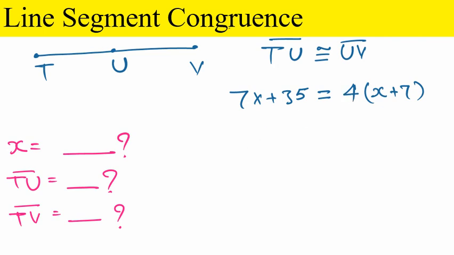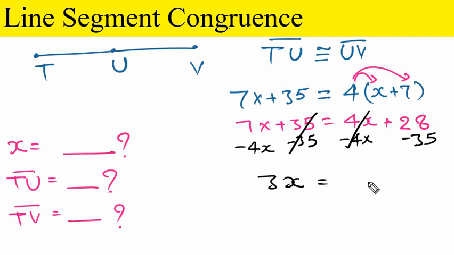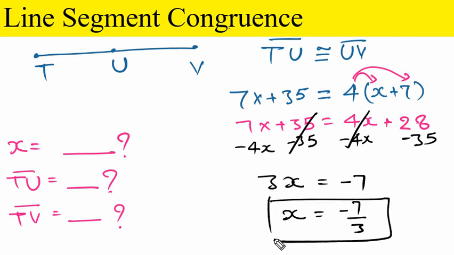Again we will use the distributive property here. That will give you 4x plus 28. And now this will be minus 4x, minus 4x, and minus 35, minus 35. That will give you 3x is equal to negative 7. So x is equal to negative 7 over 3. Right? That's your answer.